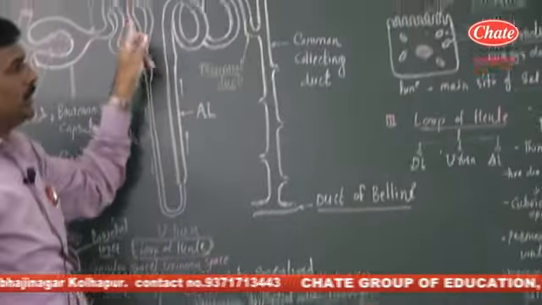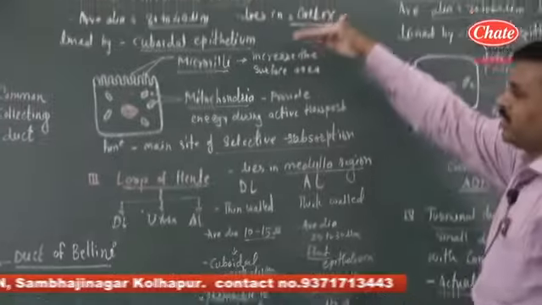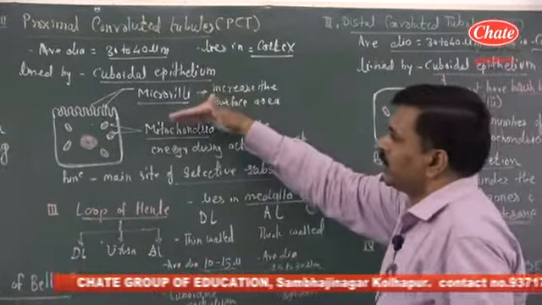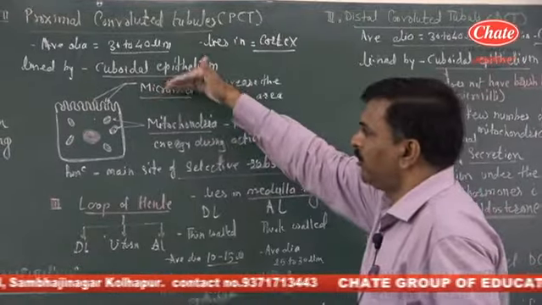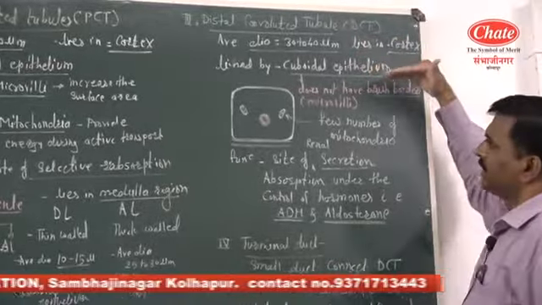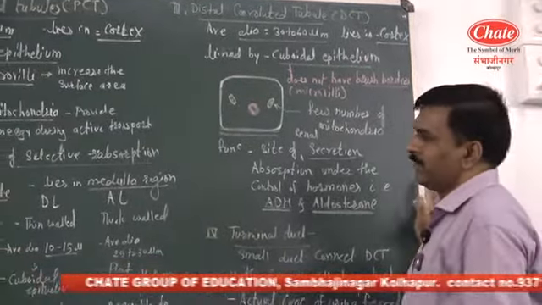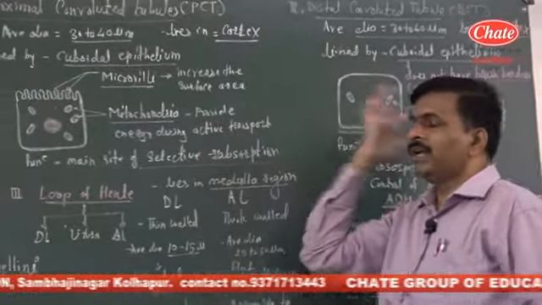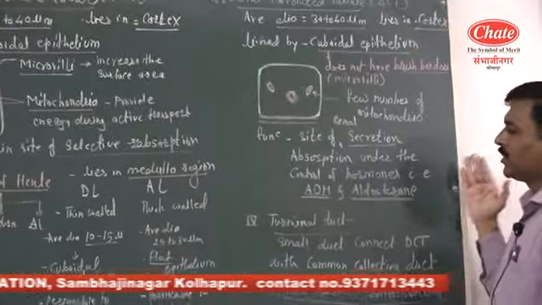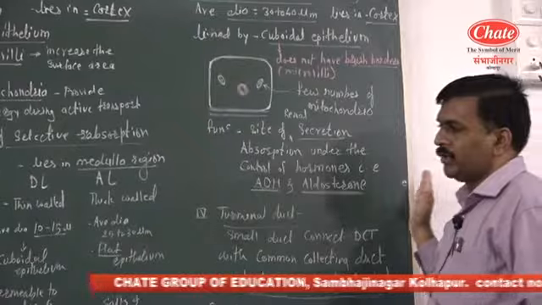Then the proximal convoluted tubule and distal convoluted tubule are present in the cortex region. Both are lined by cuboidal epithelium, but the cuboidal epithelium of the proximal convoluted tubule has microvilli and many mitochondria, while microvilli are absent in the cuboidal epithelium of DCT and few mitochondria are present. So both are involved in selective reabsorption, but main selective reabsorption occurs in PCT, while in DCT reabsorption occurs under the influence of ADH and aldosterone, and DCT is also the site of secretion.